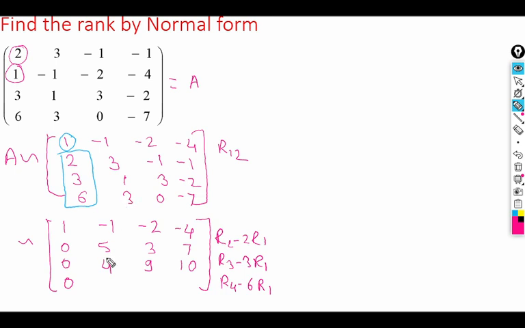Last, R4 minus 6R1. So 3 plus 6, 10. 0 plus 12 is a 12. And minus 7 plus 24. Minus 7 plus 24, you will observe, that is a 20 minus 3. Is it 17? Check. Okay, if you do one silly mistake in calculation, your rank may be changed and you get a wrong answer. So you should be careful for doing this.